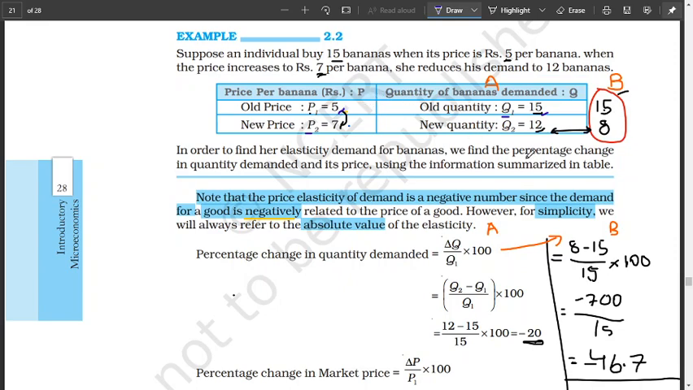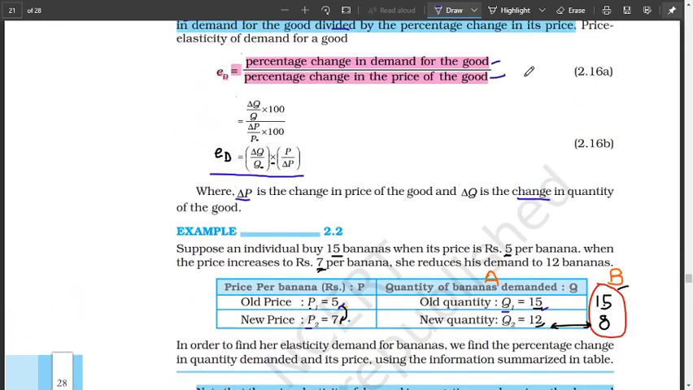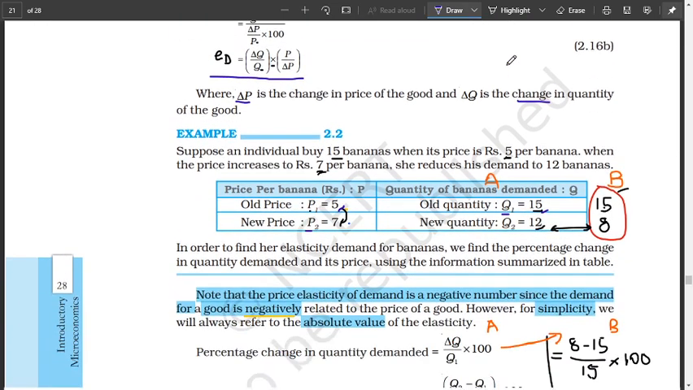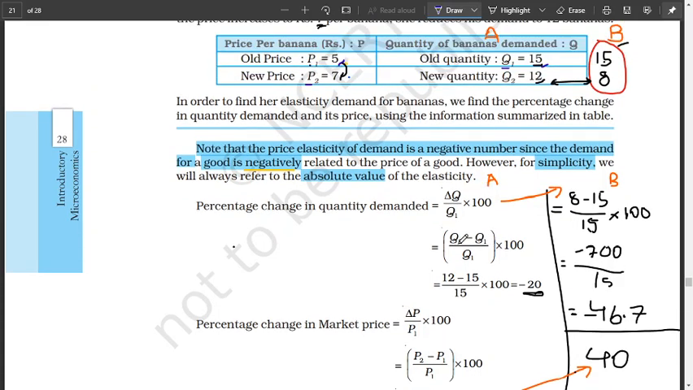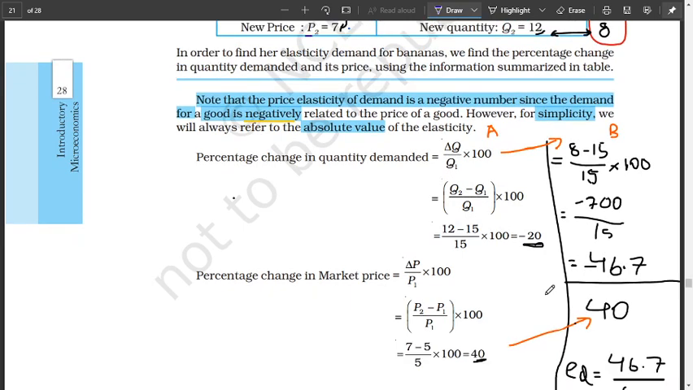Let's first find the percentage change in demand, which is delta Q by Q into 100. Delta means Q2 minus Q1, meaning Q2 is how many you buy after the change in price, and Q1 is the original quantity. So 12 minus 15 by 15, into 100. The answer is minus 20%. Minus means less: you demand less, by 20%.